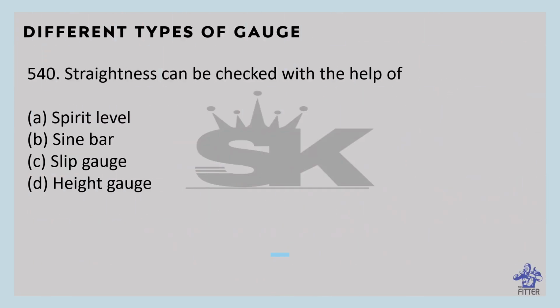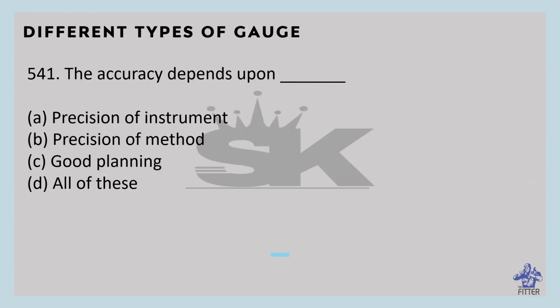Straightness can be checked with the help of, so the answer is spirit level. The accuracy depends upon precision of instrument, precision of method, good planning. So all of the above, so option D.